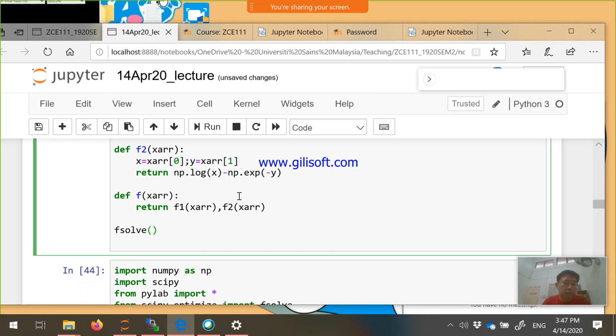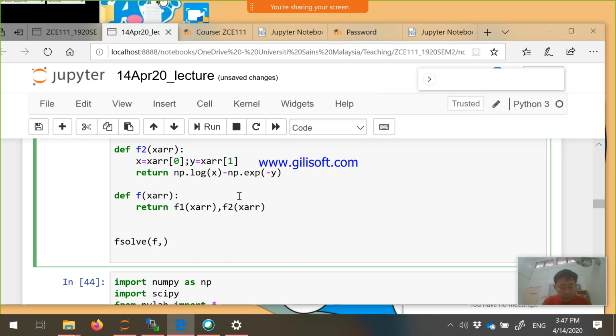Then you just define the function you want to minimize, which is f. Right? So you put f1, f2 in the f. Then you provide an initial guess for x, xarr initial guess. Right? So just provide some initial guess. Now you don't know what it is, but just provide some guess. And then this is xarr that should go into the initial guess.